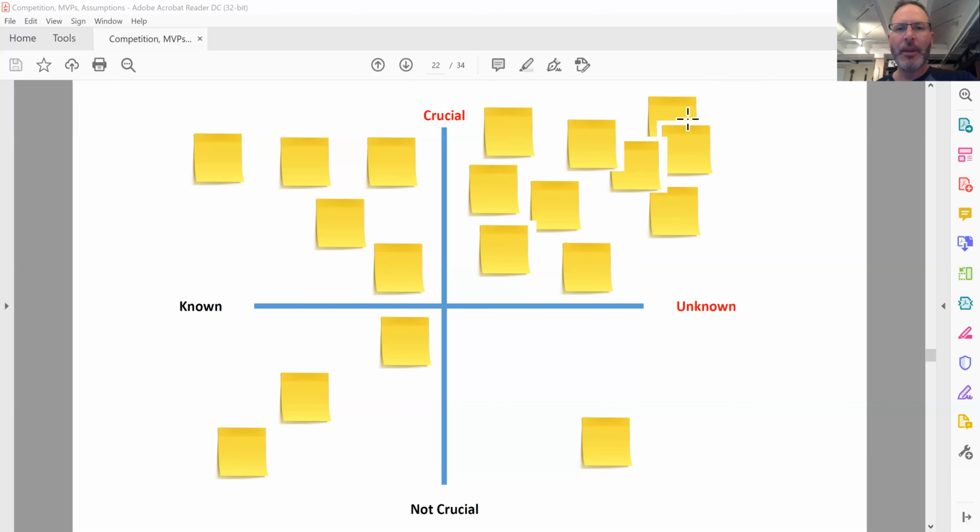That is where you begin dispelling those assumptions by looking for ways to learn more about solving that particular problem, finding data, running an experiment, and so forth. But that's how you're going to organize your assumptions.